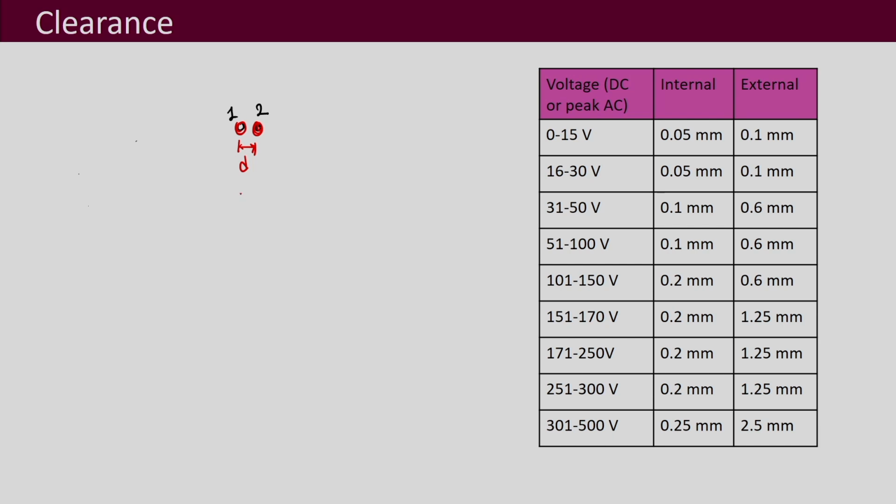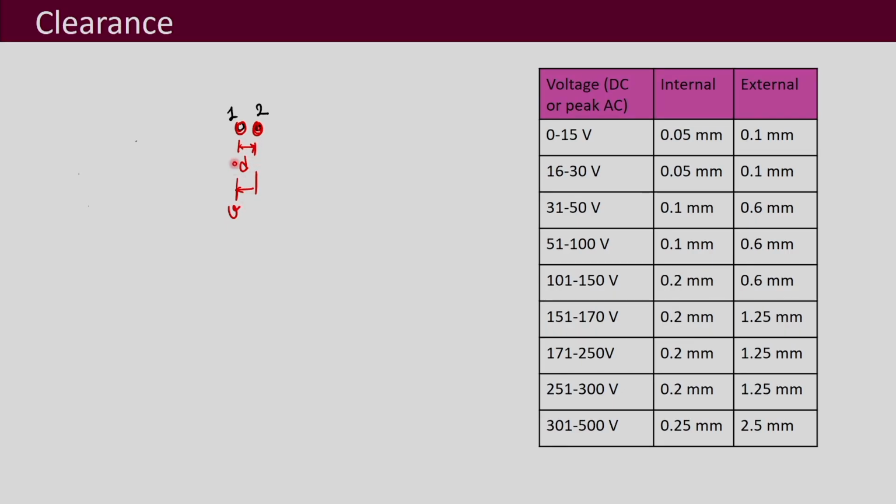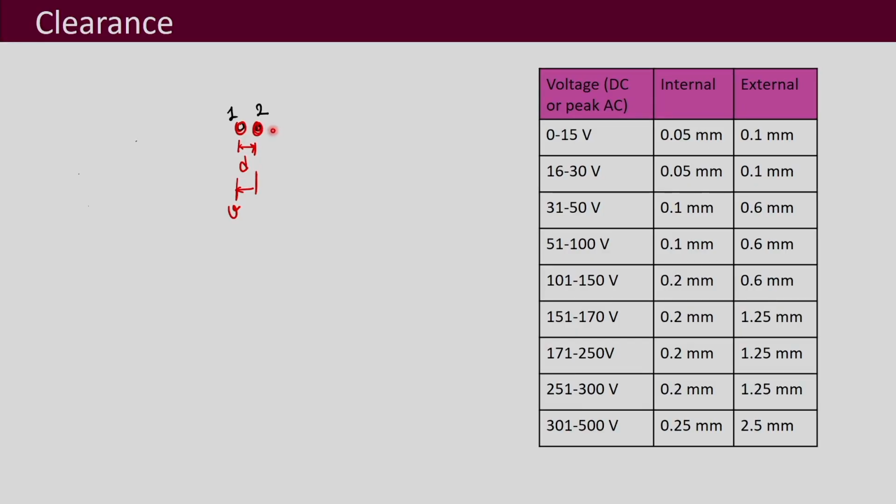So, let us say here in between, with respect to point 2, this voltage is V volts, that can be 10 volt, 15 volt, 20, 30, whatever the voltage is going to be. So, that decides this distance D. Greater the voltage, greater has to be the clearance, the distance between these 2 points. And what is the reason behind it? Simply that if you make it too close, then there can be a breakdown between those 2 points.